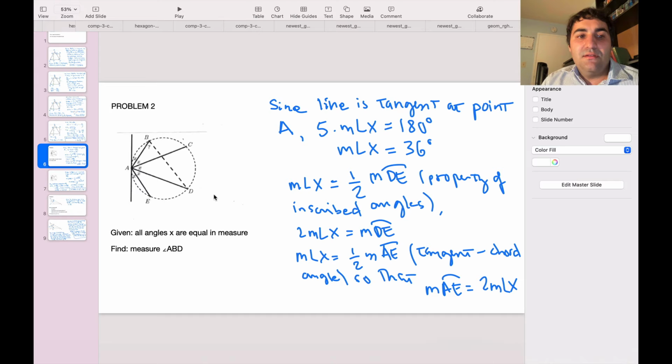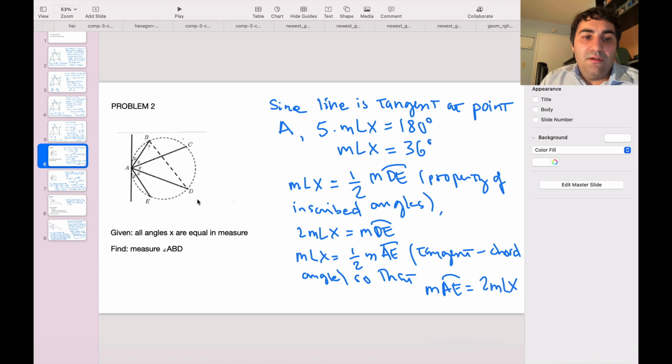So the first thing to notice is that since this line is tangent at point A, then these angles X, X, X, X, X. So 5 times the measure of these angles is equal to 180 degrees, which is a straight line. So if we do a little algebra, we get measure of angle X equals 36 degrees.